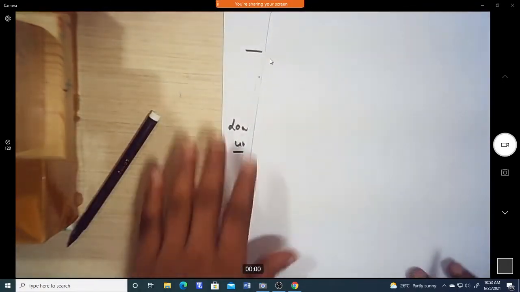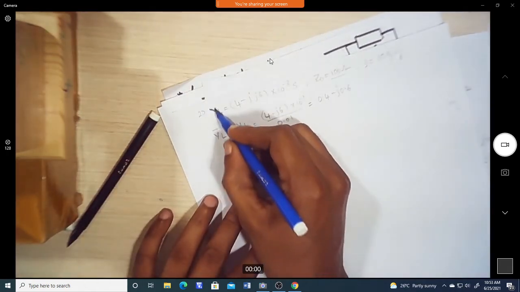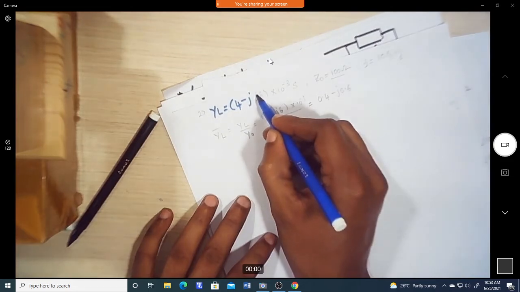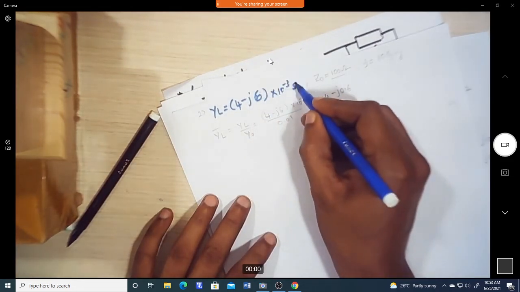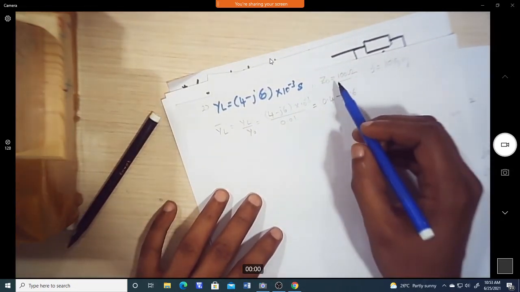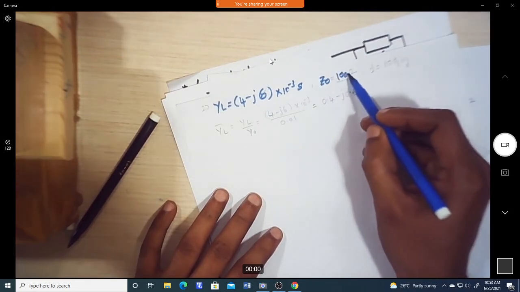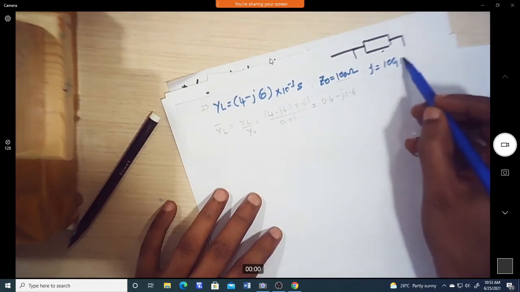Also you can take this problem and try to do it. We have YL equal to 4 minus j 6 into 10 power minus 3 Siemens, and the Z0 value is 100 ohm, and f equal to 10 gigahertz.